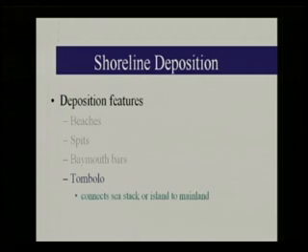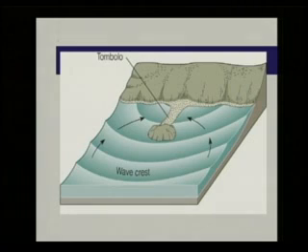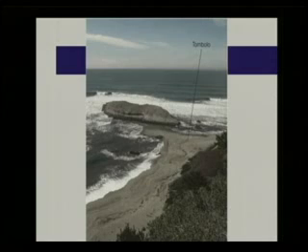Another depositional feature is a tombolo. This will connect a sea stack or an island to the mainland. So again, it's unconsolidated sediment deposition, and what happens here is that we have a little depositional sand body that connects either a little sea stack or a little island to the mainland. So the wave refraction around this island or sea stack is responsible for the formation of the tombolo. And here we'll see the deposition between the island and the mainland. This is a tombolo. It formed along the Pacific coast of the United States.